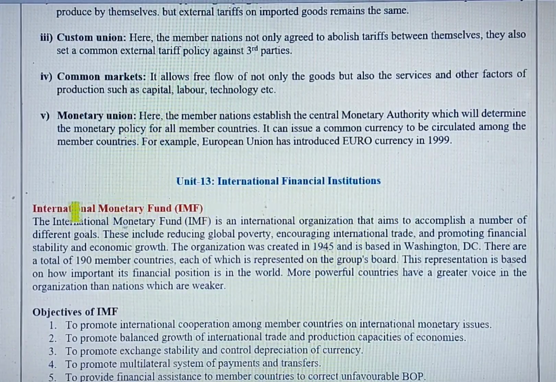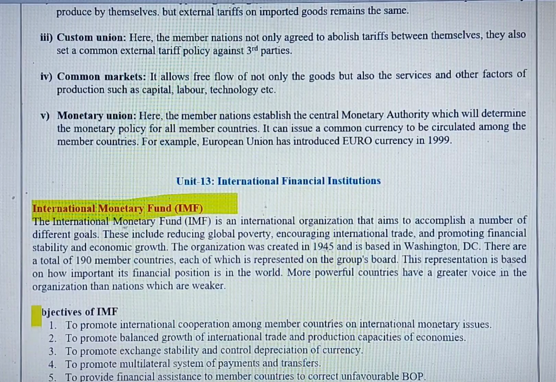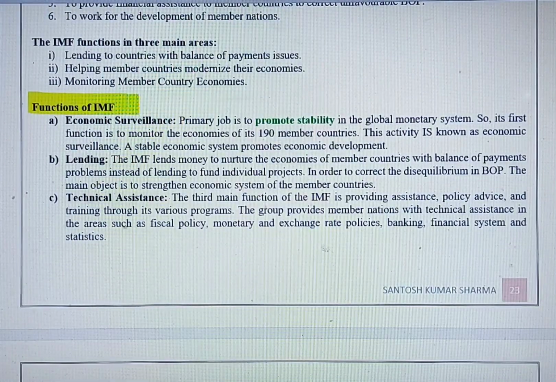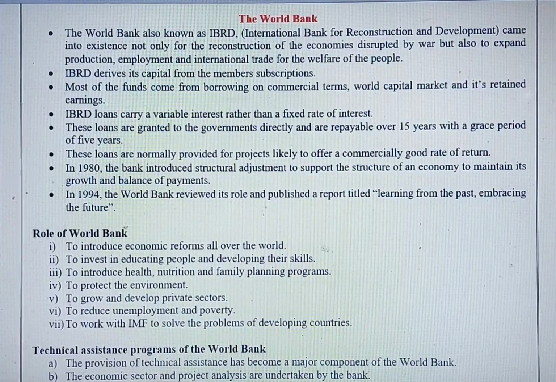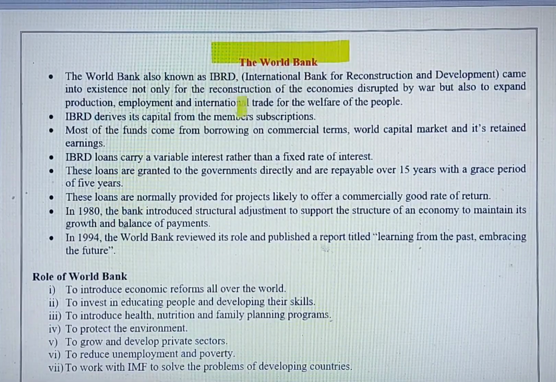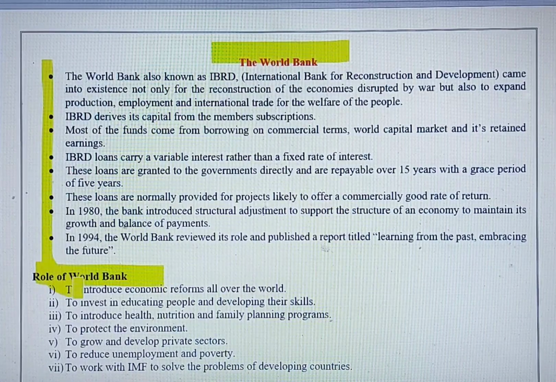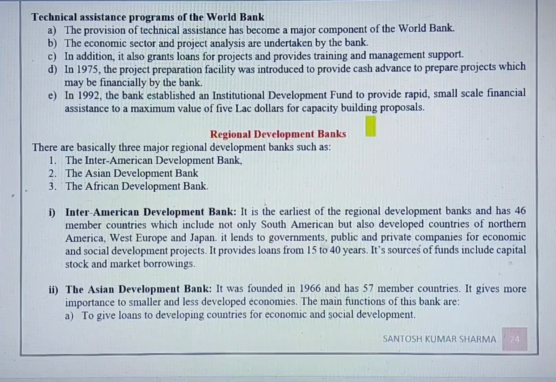Unit 13: from here you should revise the IMF, International Monetary Fund, its important objectives and its important functions. For all these international organizations, you have to learn the objectives and functions at any cost. And the World Bank, the same thing: its functions, its roles, its objectives, and how and when it was formed, how many members are there. So like this, it's very simple.